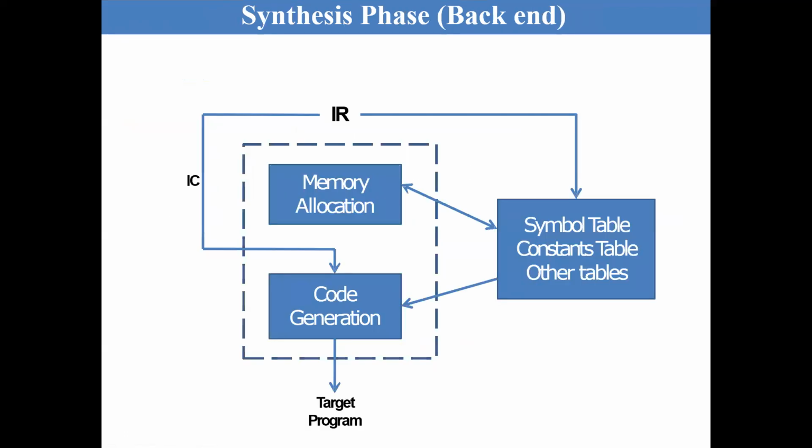So here we have finished the synthesis phase, the backend of your compiler. In this backend, remember there are two things: memory allocation and code generation. The IC code, intermediate code, is used for the generation of the target program, right? And at the same time, the symbol tables generated in the analysis phase are used for memory allocation and code generation, right? So this is the backend of our compiler.